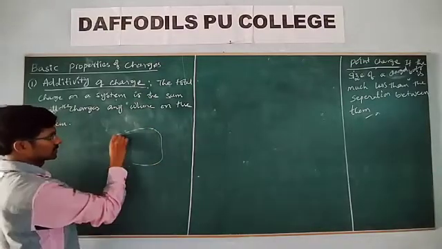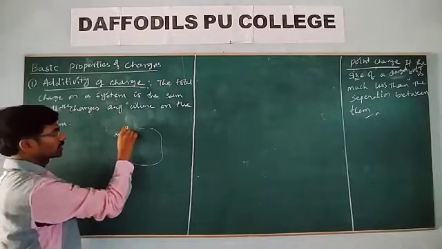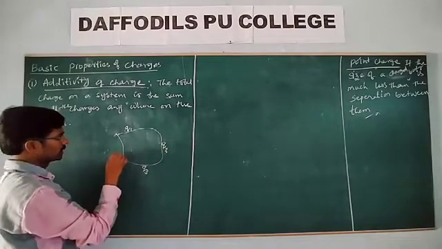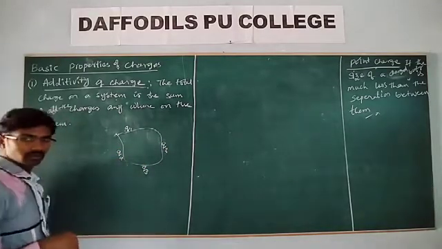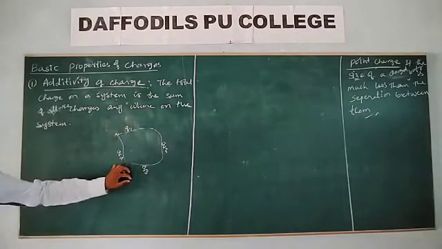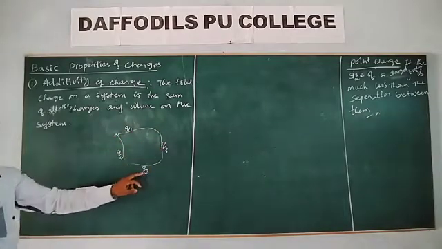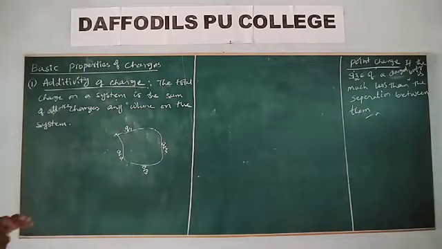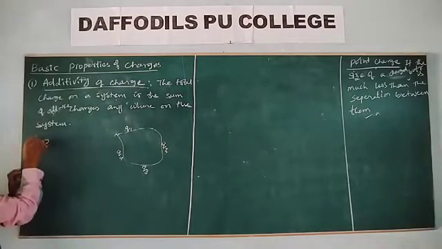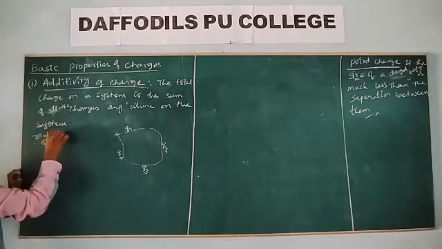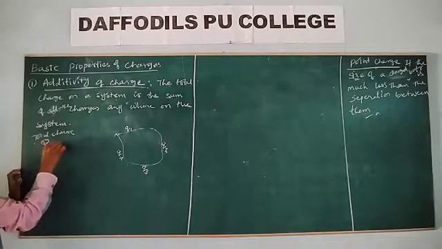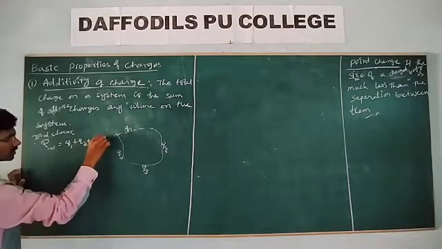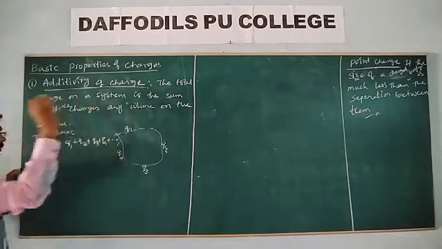Let me take here one system. Now I have here one charge Q1, at this place I have charge Q2, here I have charge Q3, and here I have charge Q4. Now what is the total charge of this system? Q1 plus Q2 plus Q3 plus Q4, whatever may be the sign, negative or positive, whatever may be its polarity. Therefore, Q, the net charge, is equal to Q1 plus Q2 plus Q3 plus Q4 and so on, depending on how many charges there are.